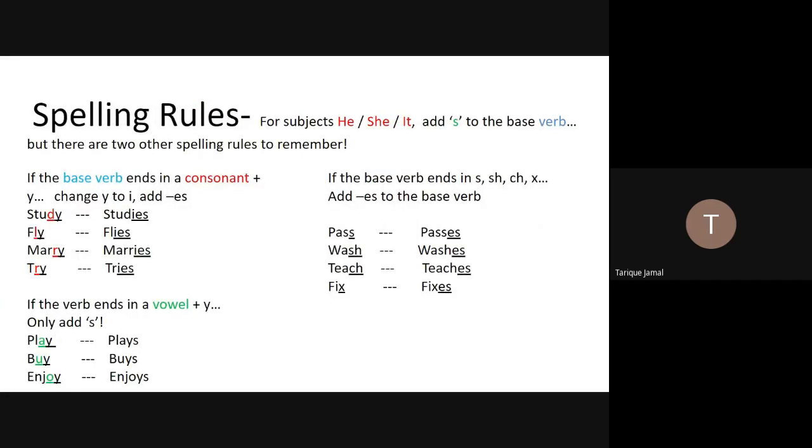So the spelling rules. For subjects he, she, it, add s to the base verb, but there are two spelling rules to remember.